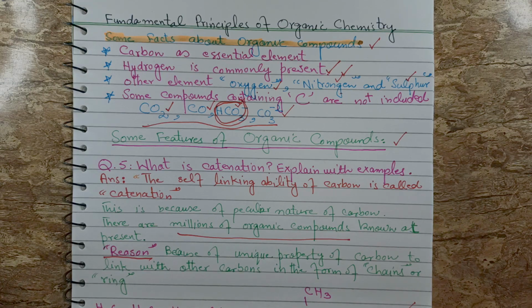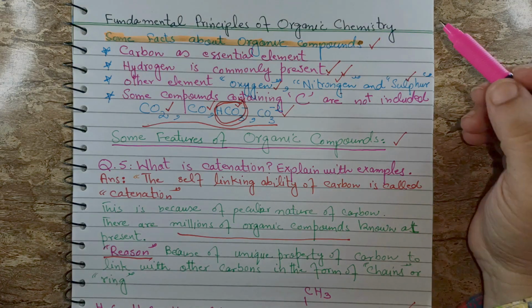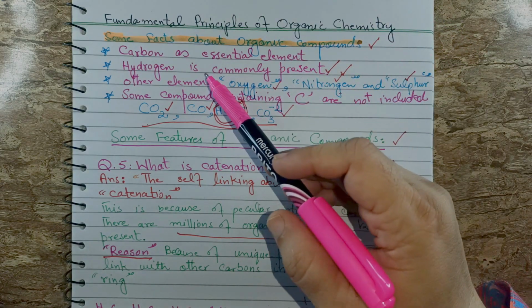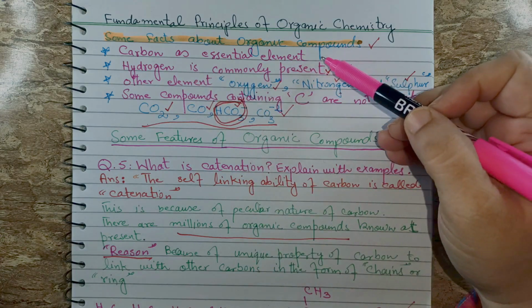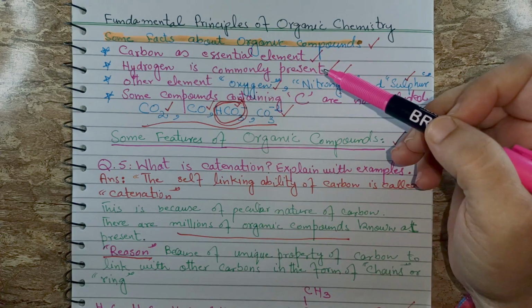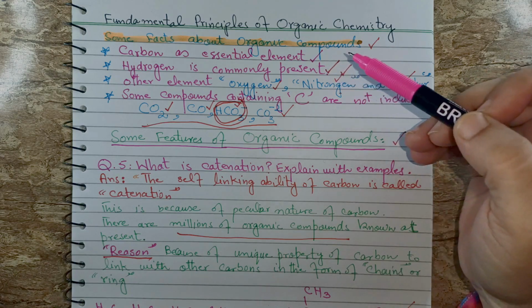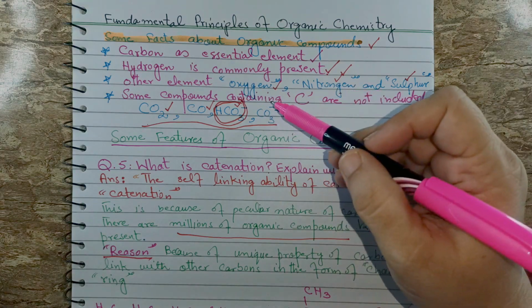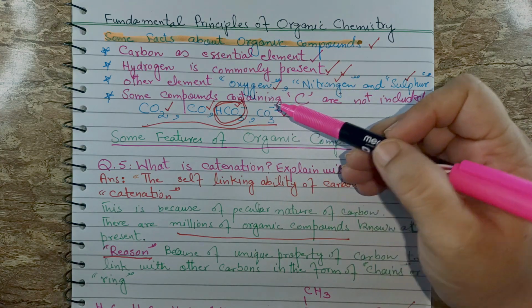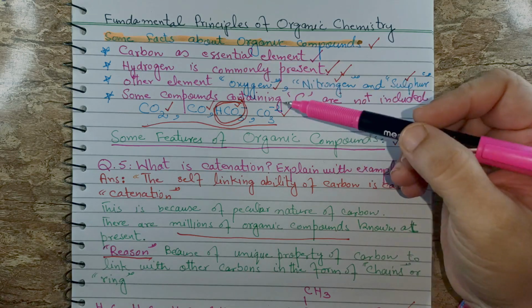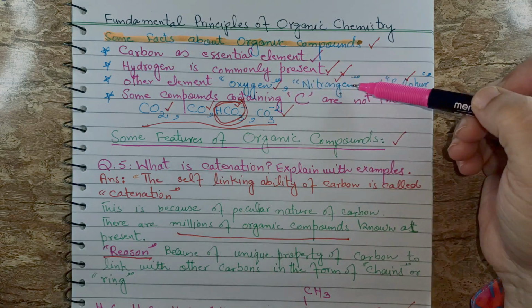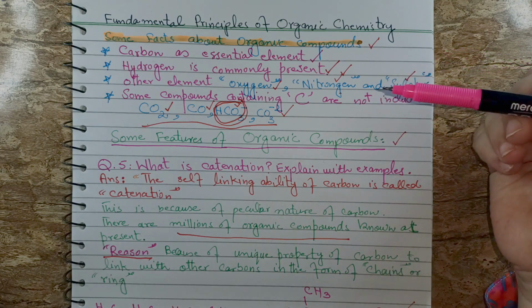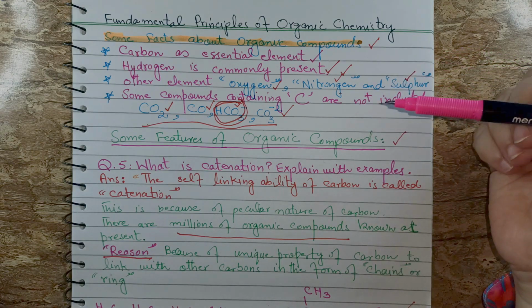In this video today we will discuss some facts about organic compounds. So the first thing we are going to discuss is that carbon is an essential element of organic compounds. You will see carbon in each organic compound. Hydrogen is also commonly present along with carbon. Other elements which can be present in addition to carbon and hydrogen are oxygen, nitrogen, and sulfur. In addition to sulfur, you may see some other elements like halogens, chloro, fluoro, etc.